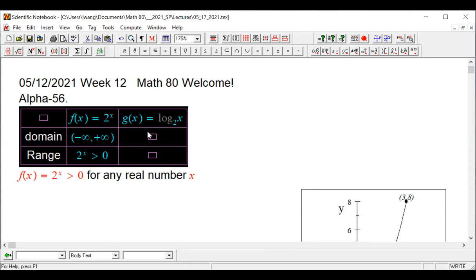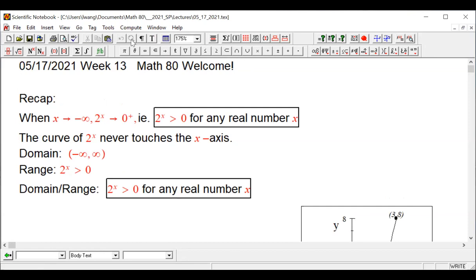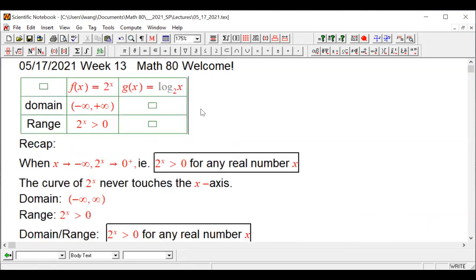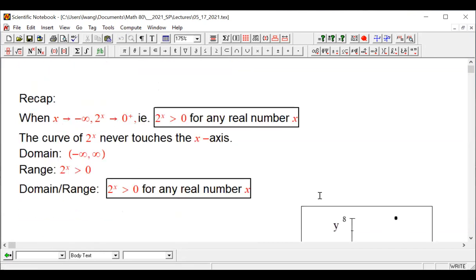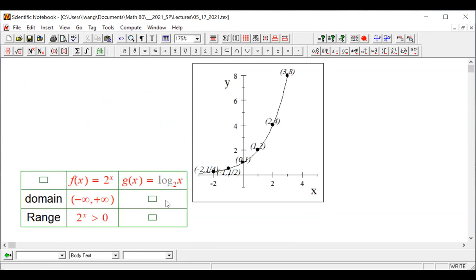Okay, so what we're going to do is do this in the same picture, right? So we have this picture 2 to the power x already here. Right, we already have this. And next we're going to work on this other one. And we will be interested in the domain and range.